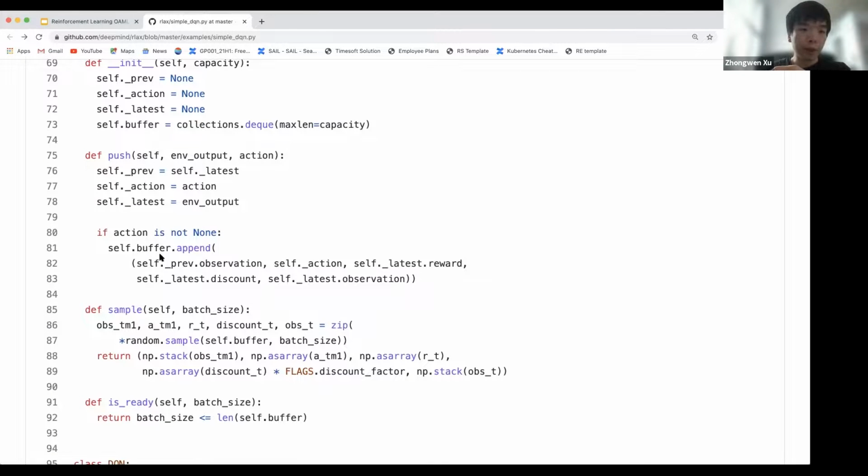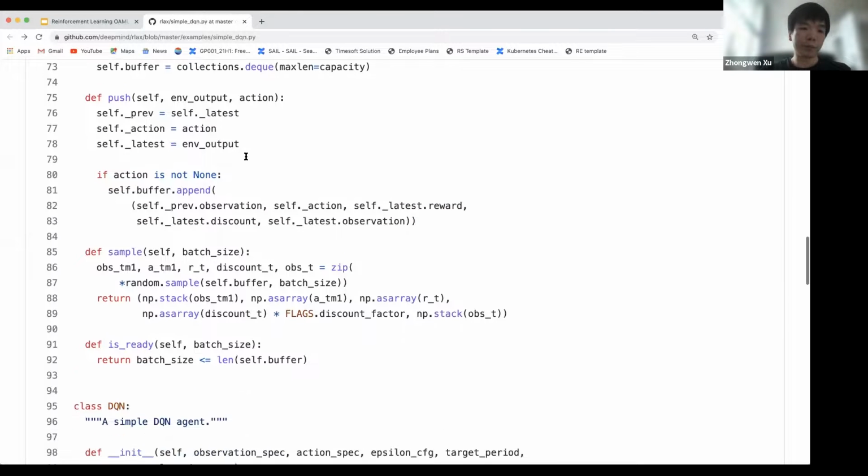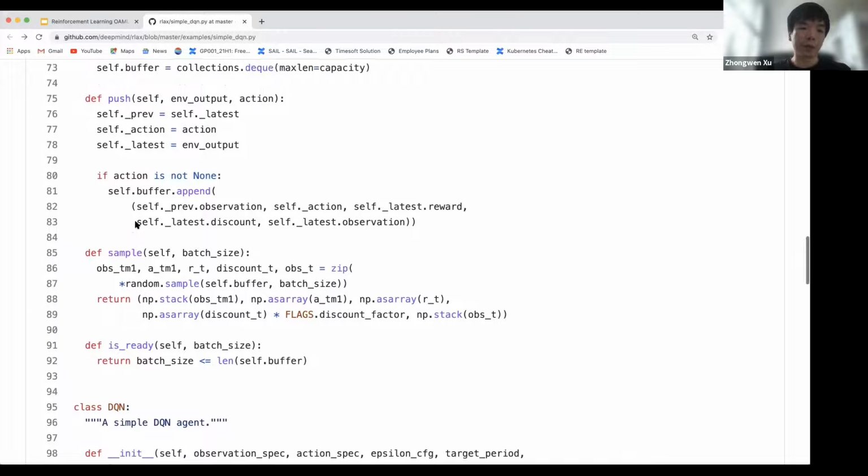So after the append, this is when the agent interacts with the environment: it will append the transition to the buffer. And for the learning, as you can see in the agent learning step, it will first sample a batch of transitions from the buffer.